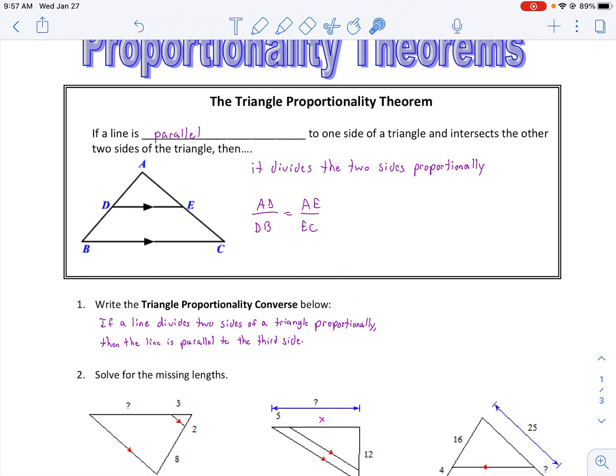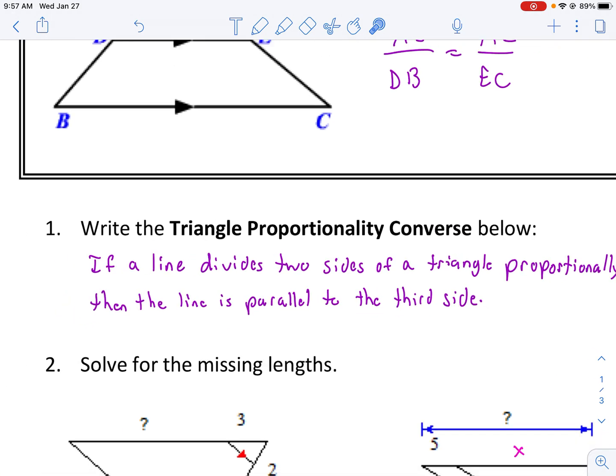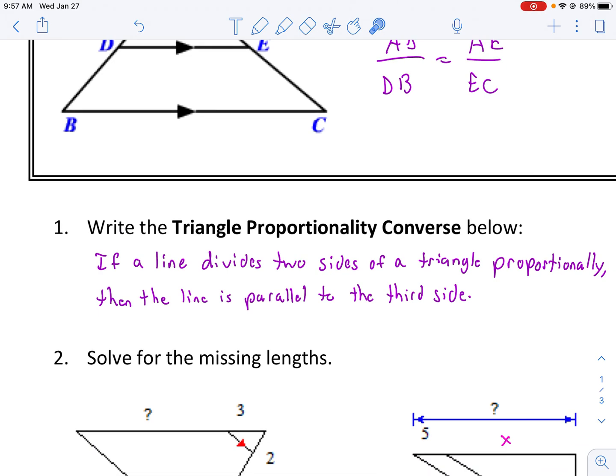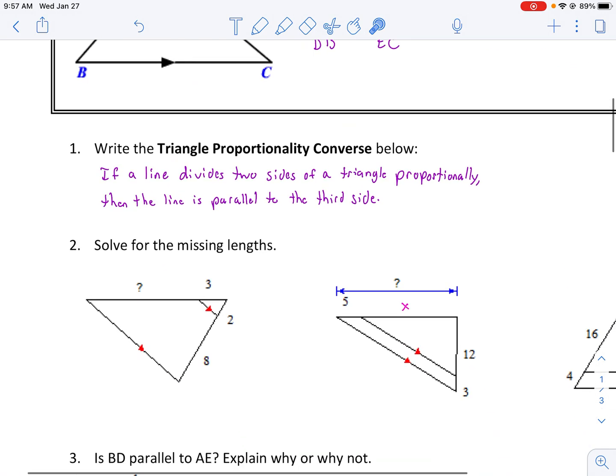Remember, a converse for number one here is when you switch the if and then statement. So we can say if a line divides two sides of a triangle proportionally, then the line is parallel to the third side. So that's saying if we know this is true, then we know these two lines are parallel. Let's do some examples. Solve for the missing lengths.